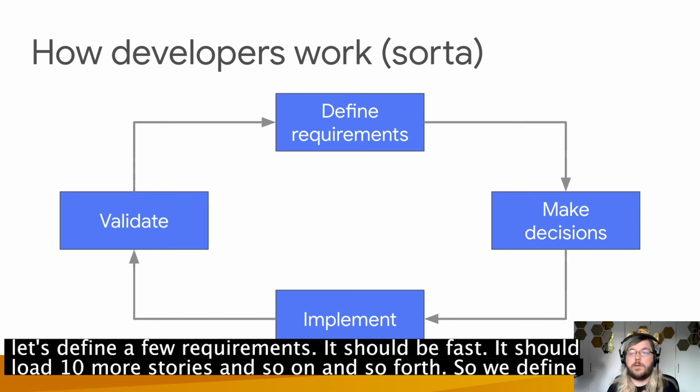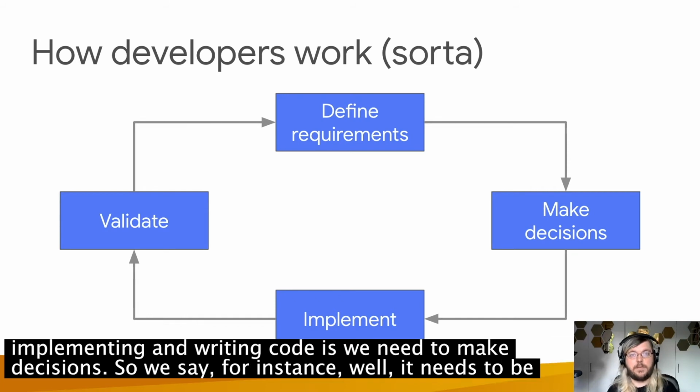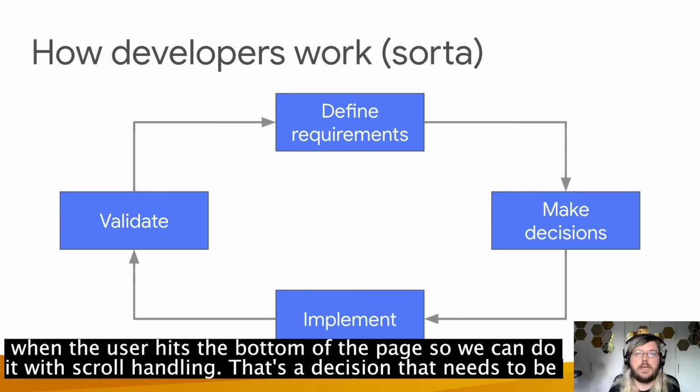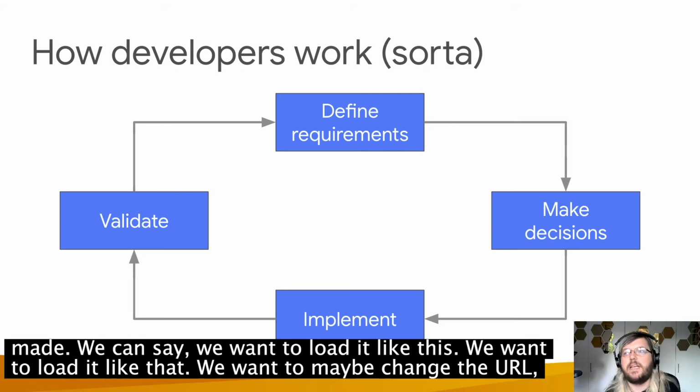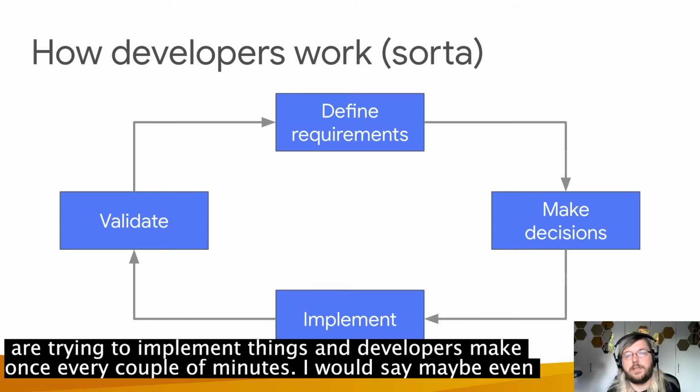So we define a few requirements, and then we start implementing what's happening. So the very first thing before we actually start implementing and writing code is we need to make decisions. So we say, for instance, well, it needs to be when the user hits the bottom of the page, so we can do it with scroll handling. That's a decision that needs to be made. We can say we want to load it like this, we want to load it like that, we want to maybe change the URL, not change the URL.